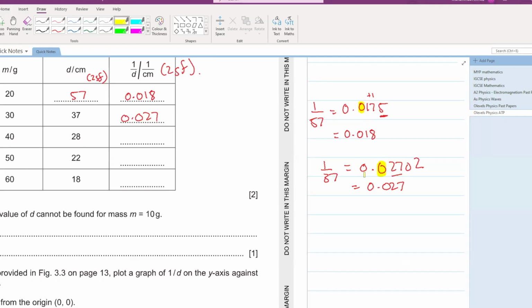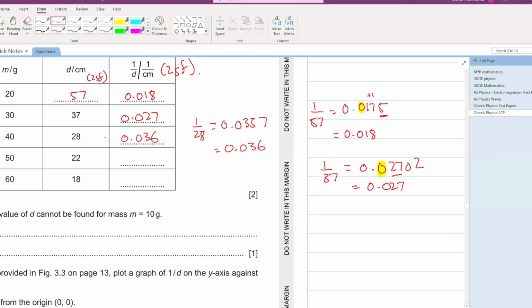I hope you remember this from maths, this zero is not significant. Let's do 1/28. What answer does 1/28 give? 1/28 is 0.0357. Again, you cannot write this entire thing. You will say 0.036 only.